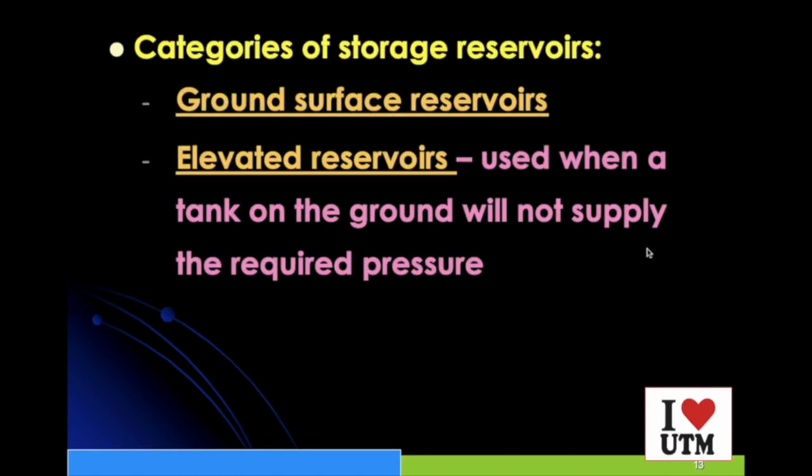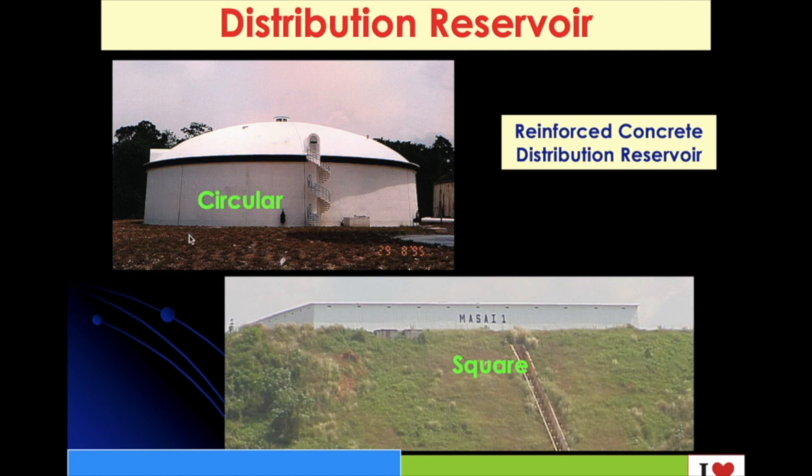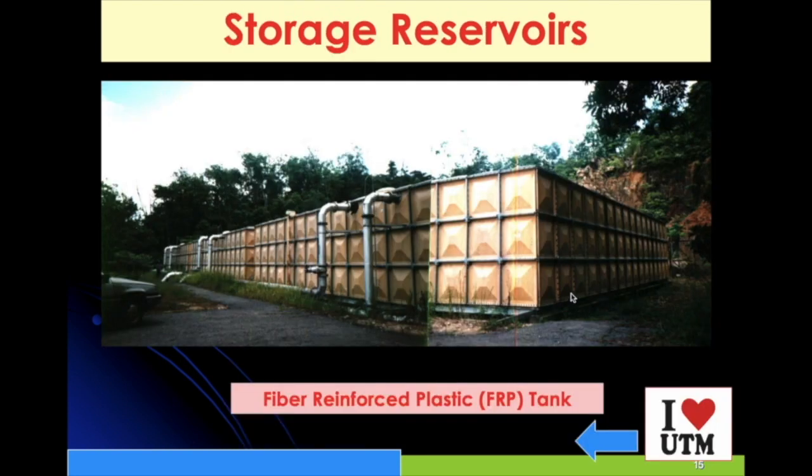Right, we have several types of reservoir. We also have the ground surface reservoir. Okay, this is a ground surface reservoir. So we have a circular type and we have a square type. And this is a fiber reinforced storage reservoir. It's on the land.